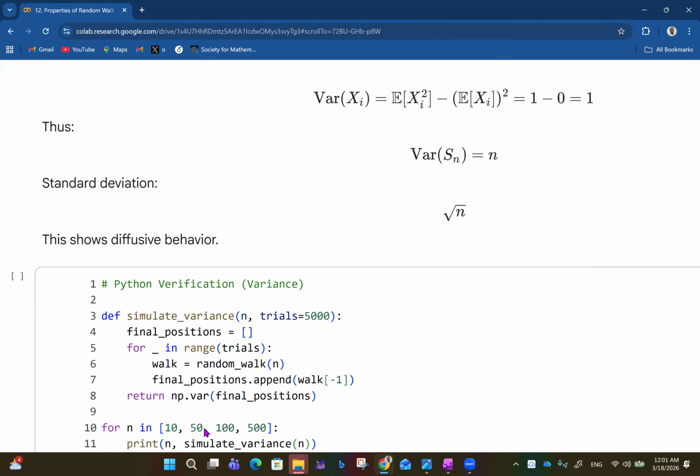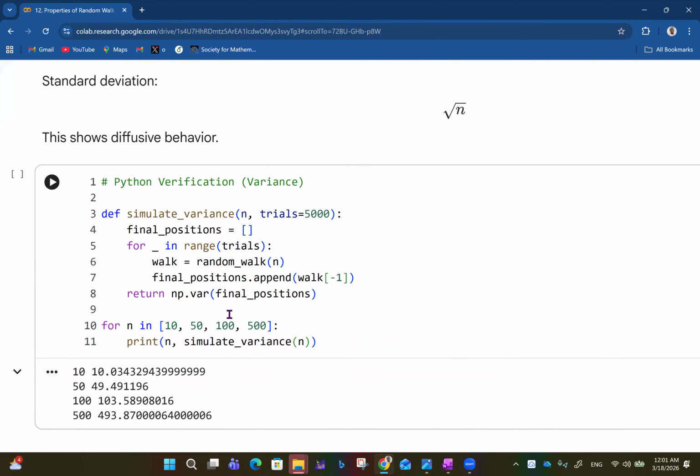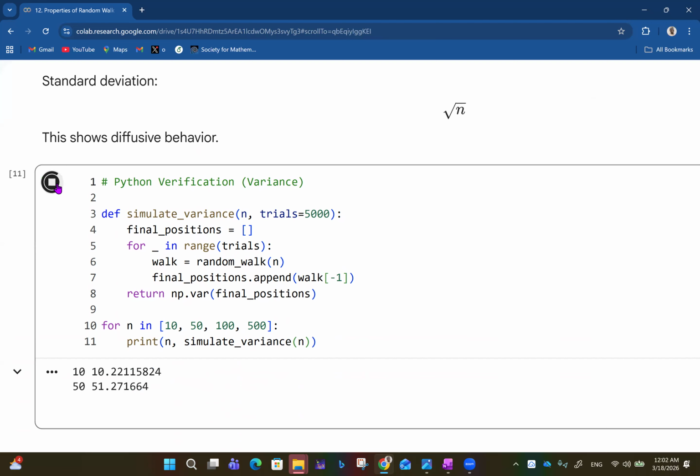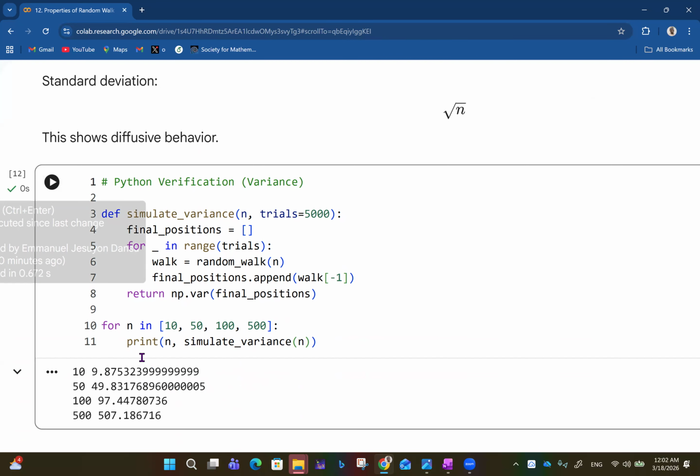So then we have some kind of Python verification for variance now. We define a function called simulate variance, taking 5,000 trials, and we do all of that. Then we check when n is 10, that's 10 steps, 50 steps, 100 steps, 500 steps. Each time you run, something changes. This is 10 point something, 51 point something, 100 point something, 516 point something. We run again: 9, 49, 97, 507.